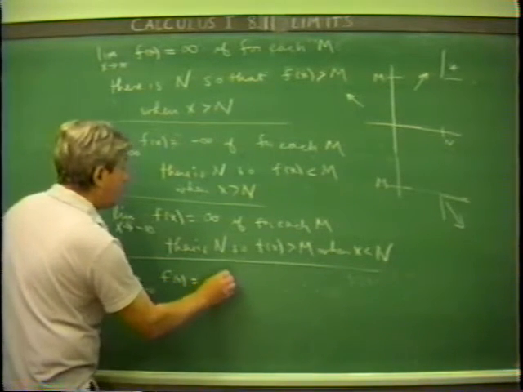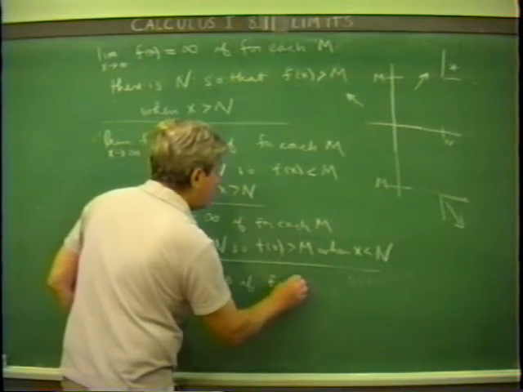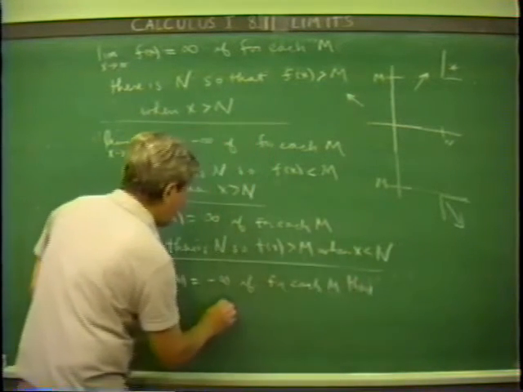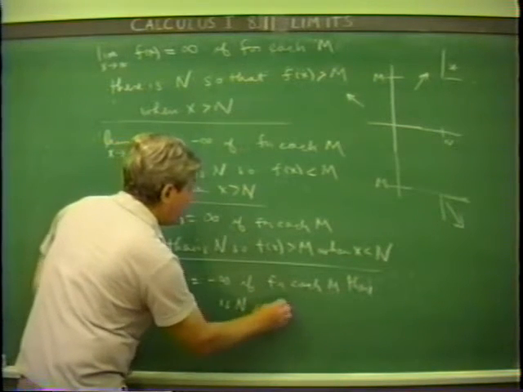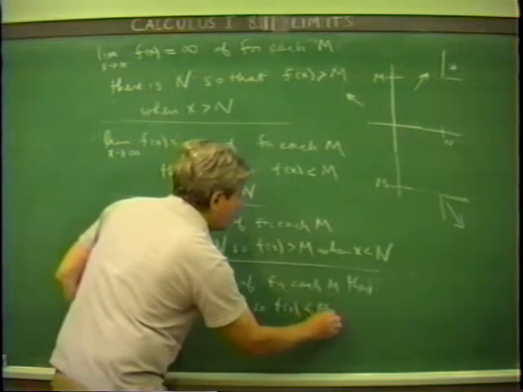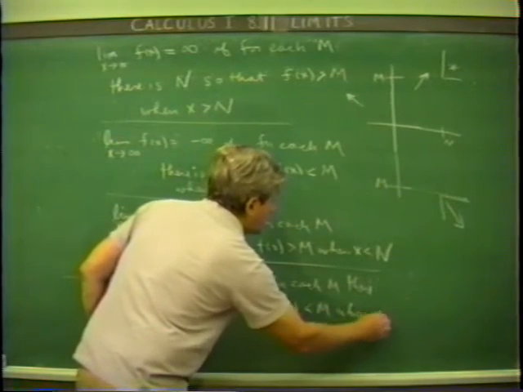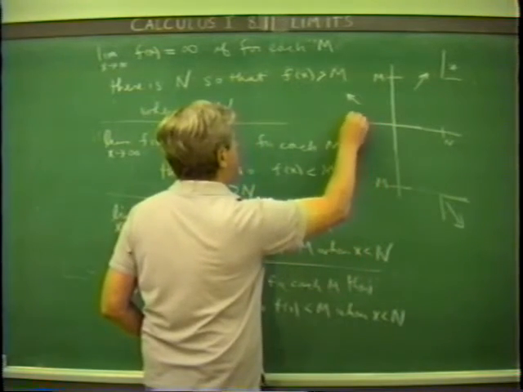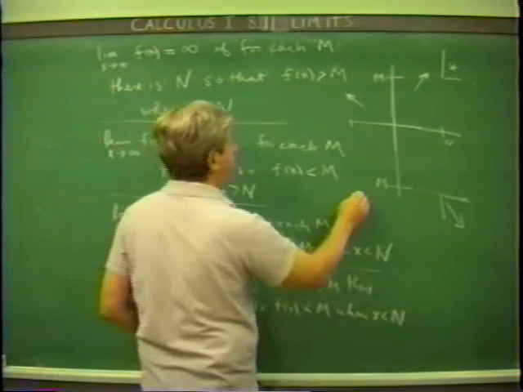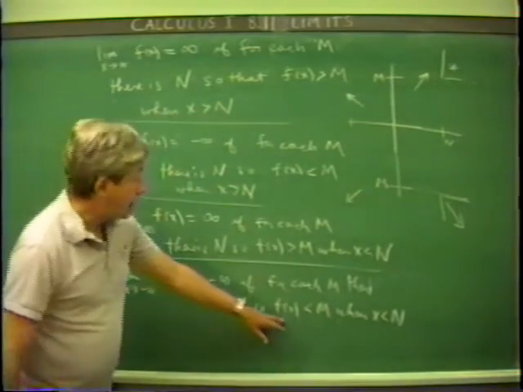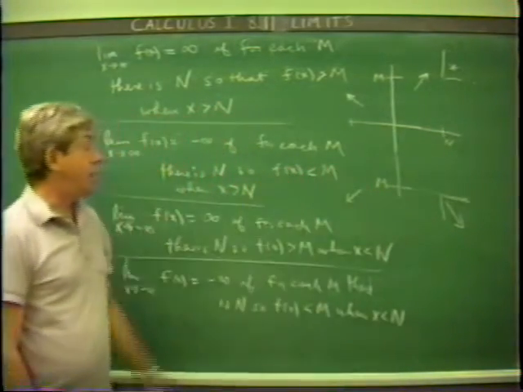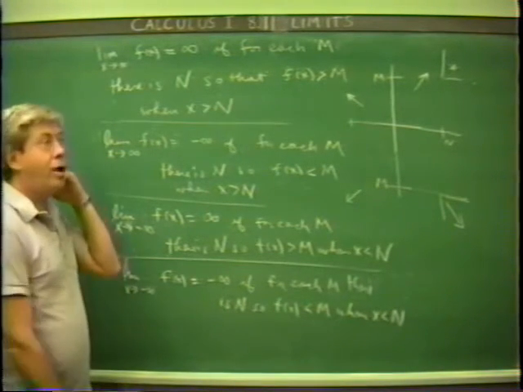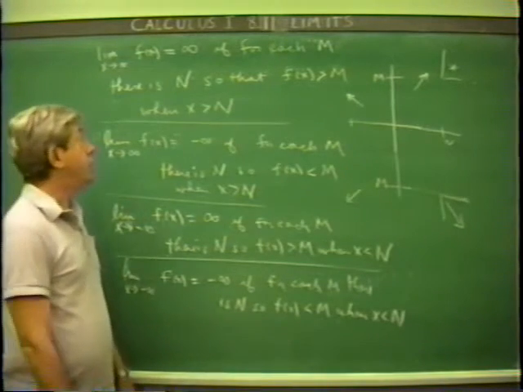Right? And the limit, finally, as x approaches minus infinity of f of x is equal to minus infinity if for each m there is an n so that f of x is less than m when x is less than n. So if we take a negative m here, we must be able to find an n, most likely negative, so that the function is less than m when x is less than n.